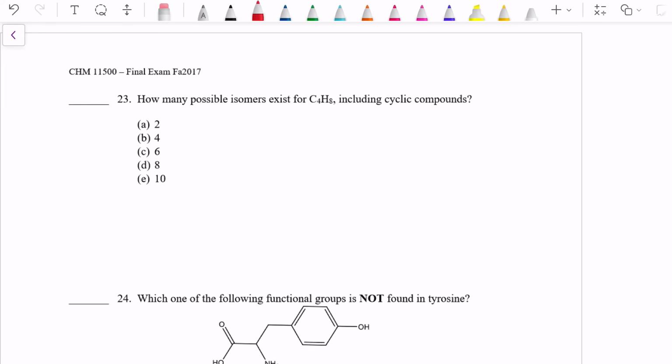Problem 23. How many possible isomers exist for C4H8, including cyclic compounds? So, first of all, let's figure out how many unsaturations we have in this molecule. So when I say unsaturations, I'm referring to either a double bond or a cyclic feature.